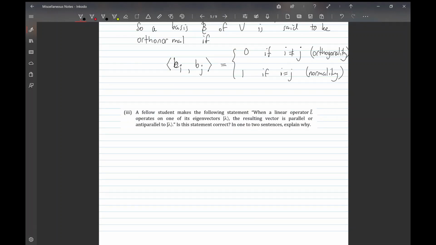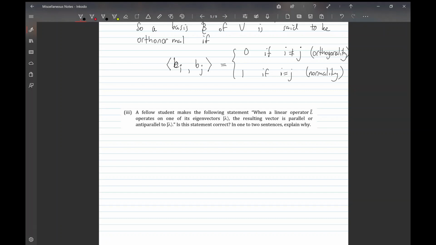So now we're going to move on to 3. A fellow student makes the following statement. When a linear operator L operates on one of its eigenvectors, the resulting vector is parallel or anti-parallel to that particular eigenvector. Is this statement correct? Yes, this statement is correct.